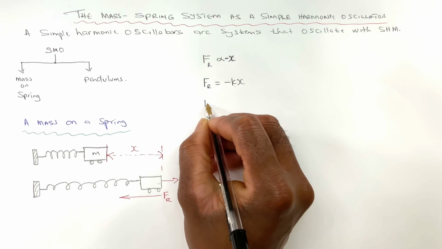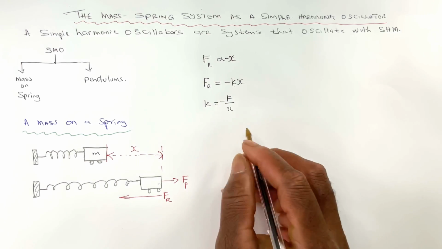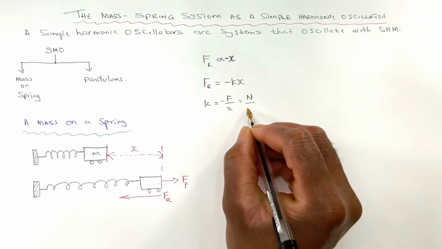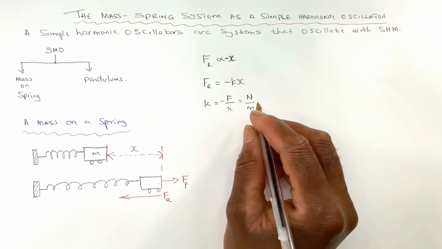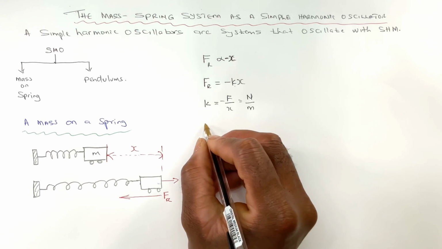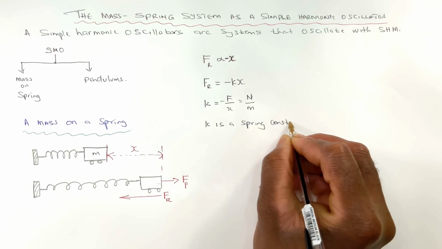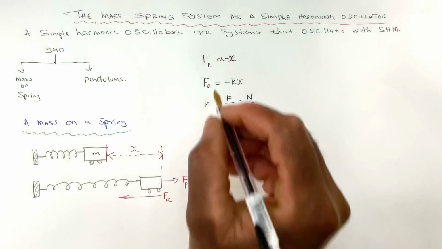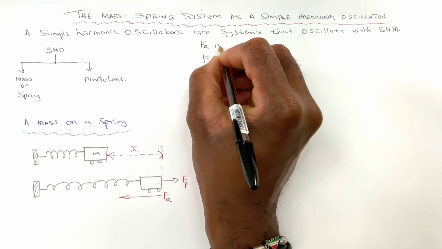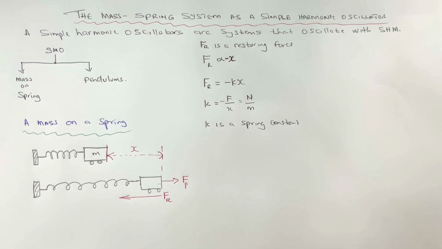And we could actually write K to be F over X, or minus if you like, and then the unit for that is going to be newtons over meters. So the spring constant has a unit of newtons per meter. So K is the spring constant. Right, so that's a force that is trying to restore it back, hence restoring force. So that FR is a restoring force. And the pulling force, this FP, is another force that's acting on it.